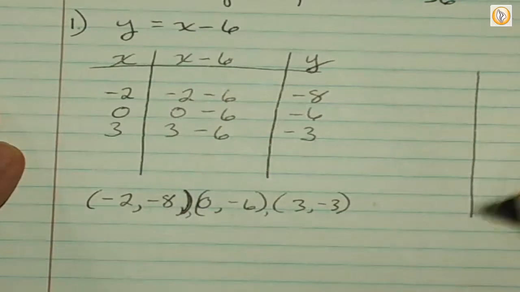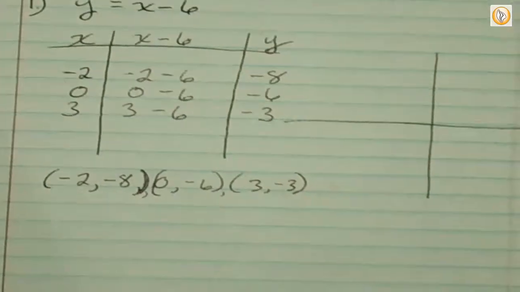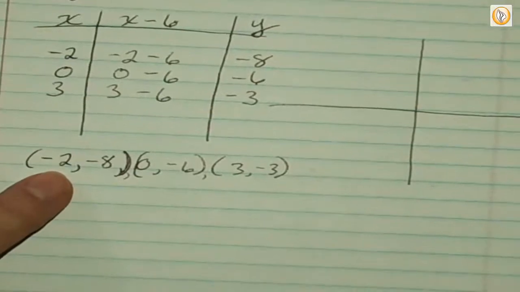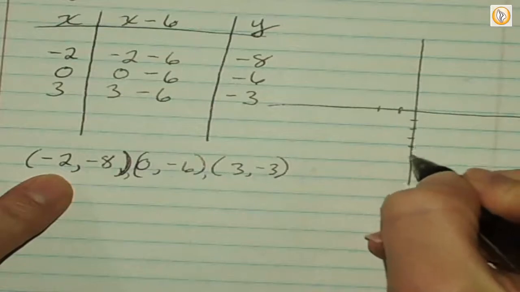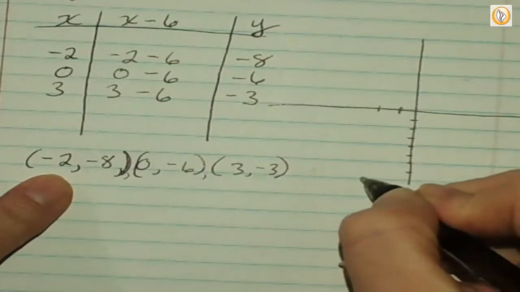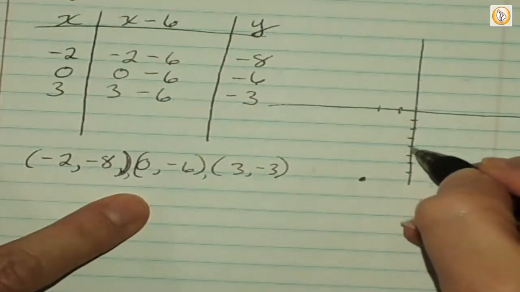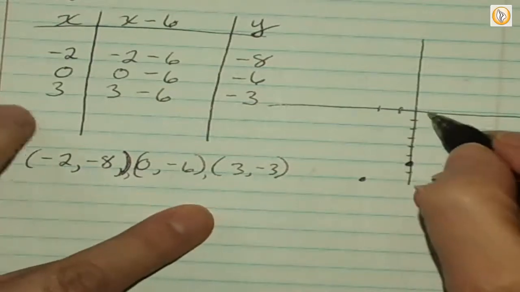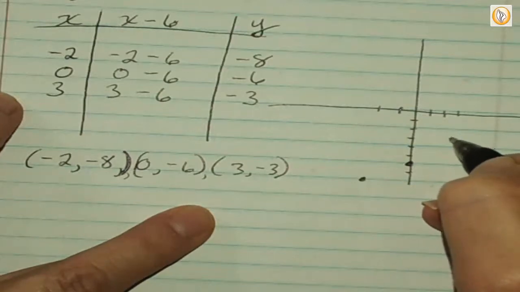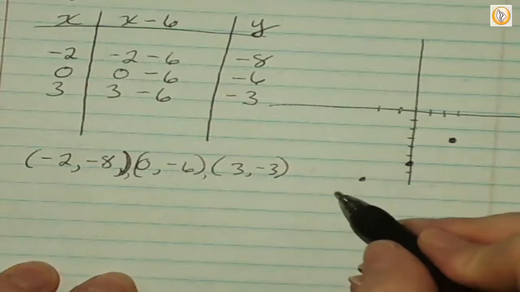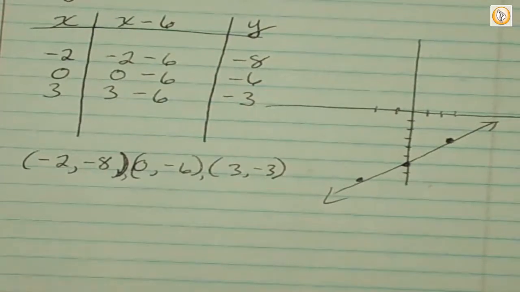Now you would do this on graph paper. I'm going to do it right here to show y'all. So then we graph -2 and -8. 1, 2, 3, 4, 5, 6, 7, 8. And then 0 and -6. 1, 2, 3, 4, 5, 6. And then 3 and -3. 1, 2, 3. And then we connect the dots. Your graph should look similar to mine. And that's how you do number 1.